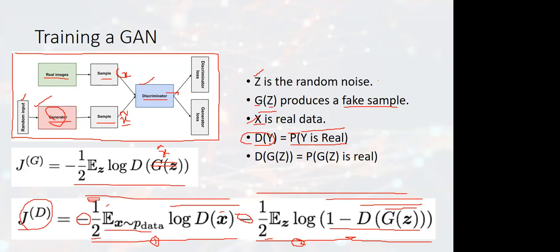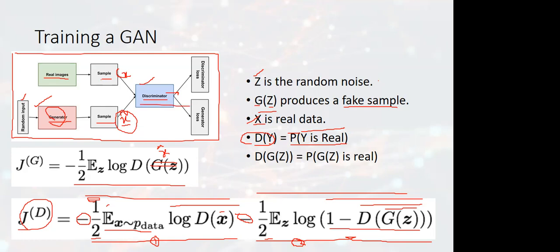But while training a discriminator, we want d to think of x tilde as fake and x as real. So since we want it to think x is real, we just have a log d of x. But since we want it to think x tilde is fake, we have 1 minus d of x tilde. And that's basically the loss for the discriminator.